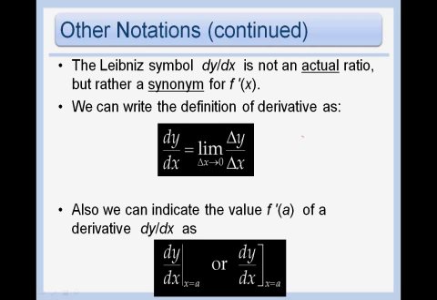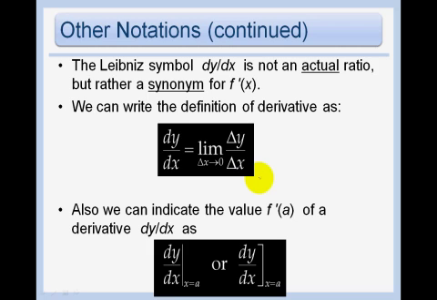The Leibniz symbol dy/dx, we need to be careful. That's not actually a ratio. It's just another way of saying f prime of x. We do not want to read dy/dx as dy over dx. We can also say dy/dx is the limit as delta x approaches 0 of delta y over delta x. Just the limit as delta x approaches 0 of the slope. Delta y over delta x is just the slope.